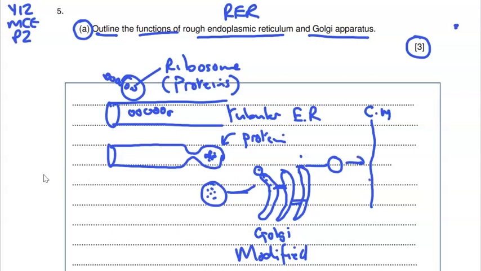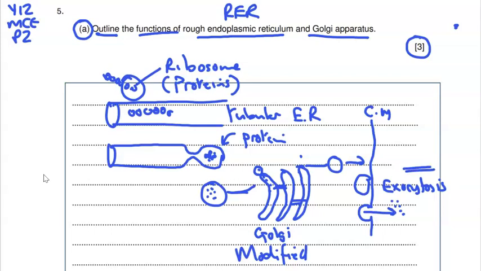where it will then come into contact with the cell membrane, excuse my diagram, and then the protein will be expelled from the cell membrane, outside of the cell, in what we call exocytosis. So the overall point there is that any protein made on the rough endoplasmic reticulum will be used outside of the cell.